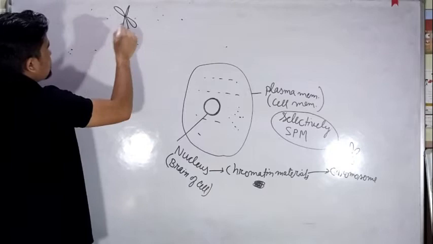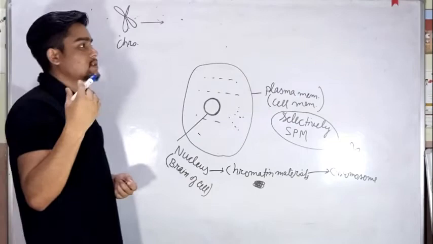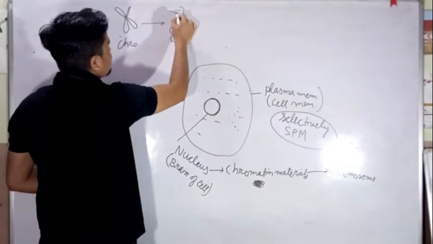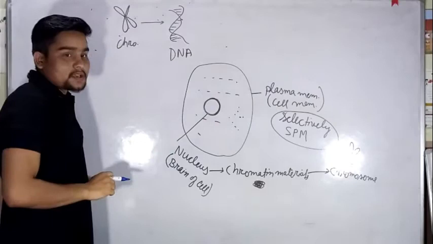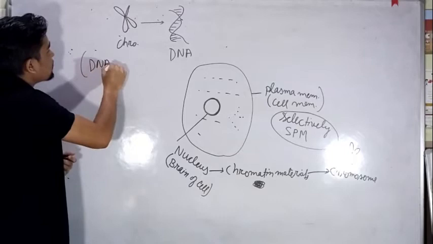Chromosome. In classes 6, 7, 8 we sometimes go from many to one. This is DNA. The chromosome is made of DNA plus protein.